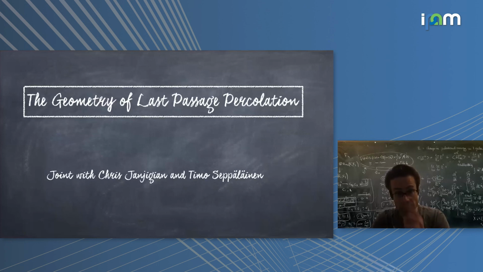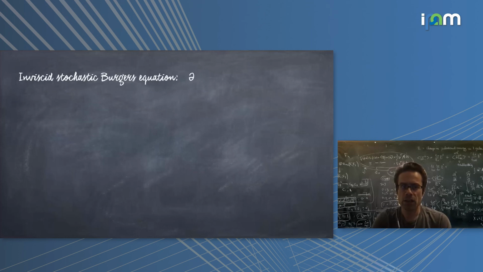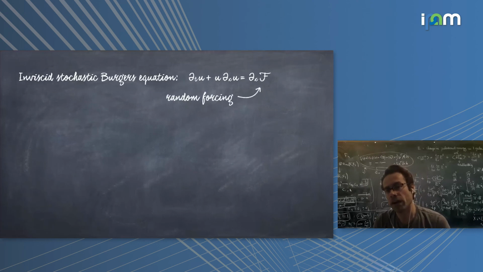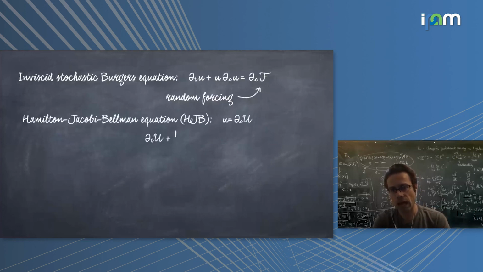So I'm going to be talking about last passage percolation, but I'll start with a motivation that comes from PDEs. Here is the stochastic Burgers equation with a forcing term, which you can think of as a random field. If you take the spatial derivative of u, and consider that as the spatial integral of the little u, then you get a certain Hamilton-Jacobi-Bellman equation. And again, this is the forcing term.